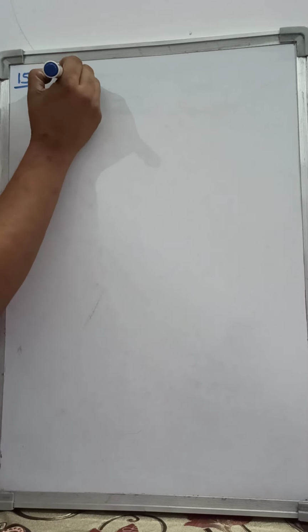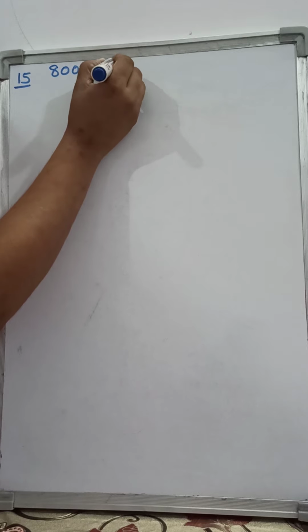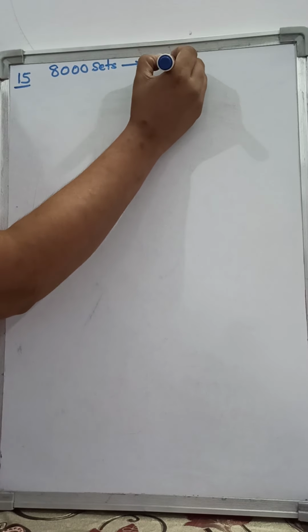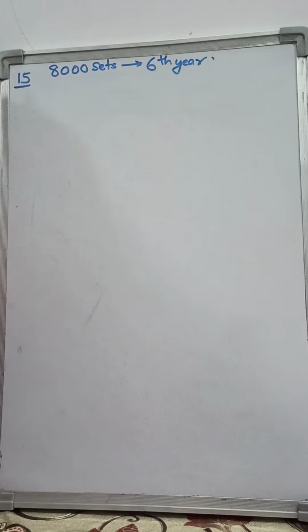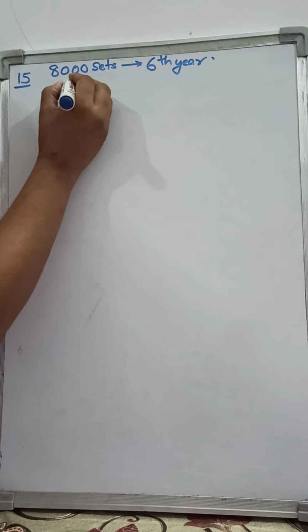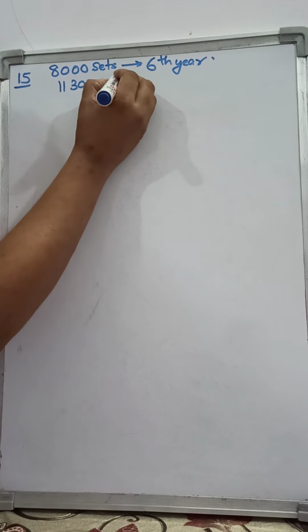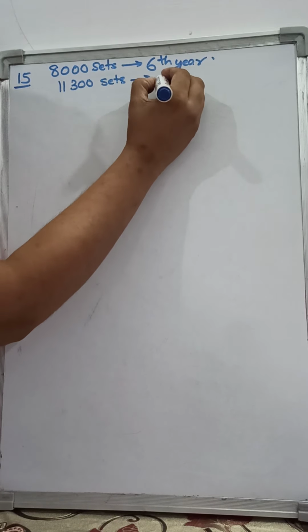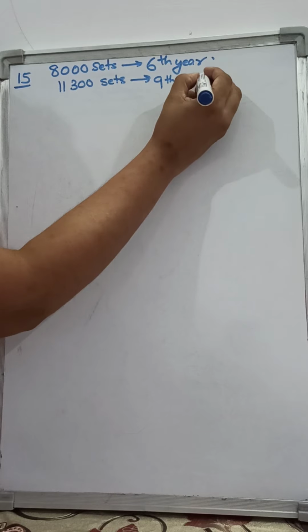Let's do this question. The production of TV sets in a factory increases uniformly by a fixed number every year. They are producing 8,000 sets of TV in the 6th year, and 11,300 sets in the 9th year. What we have to find?